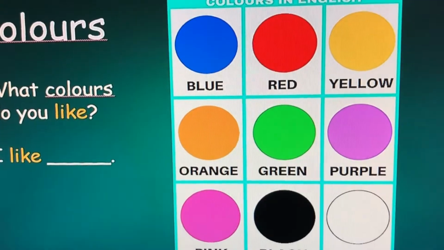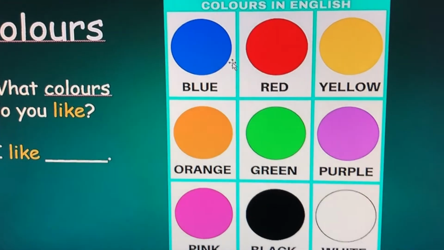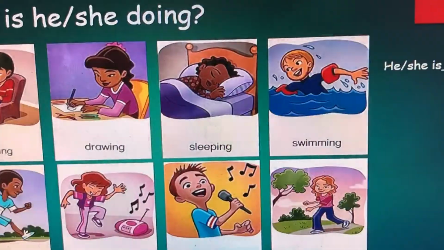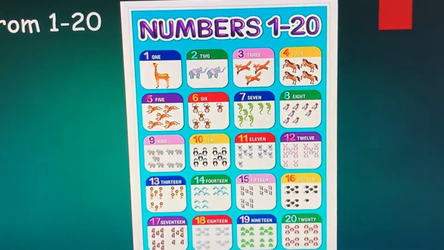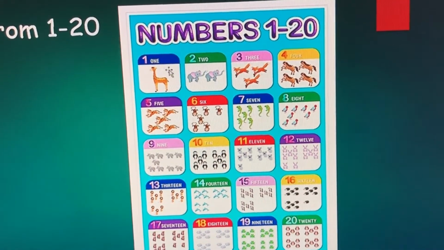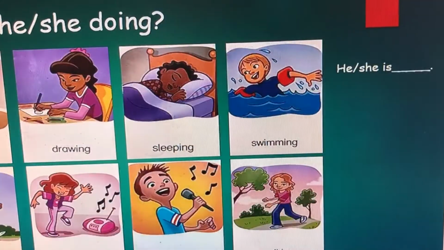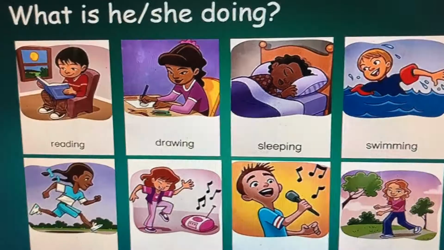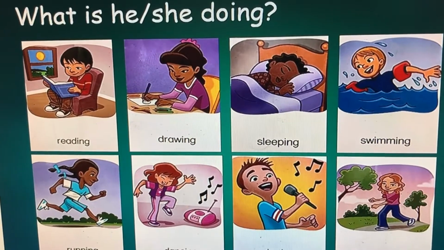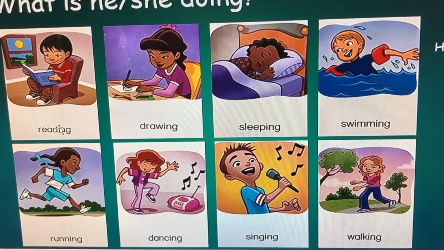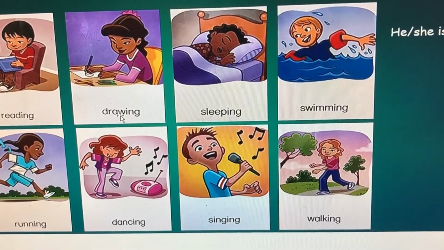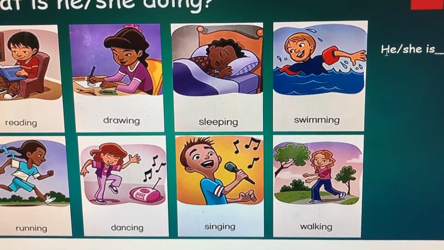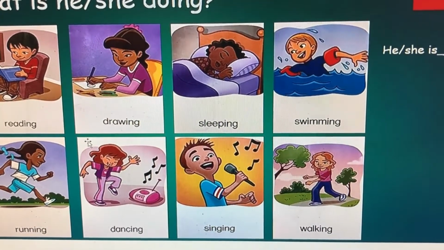Colors? What colors do you like? Numbers. Count from 1 to 20. What is he doing? What is she doing? What is he doing and what is she doing? He's reading. She's drawing. I get my students to answer it like this. He is or she is with an ing.